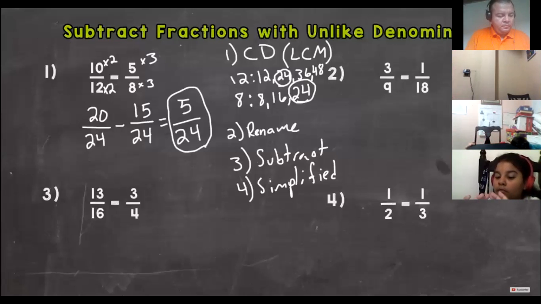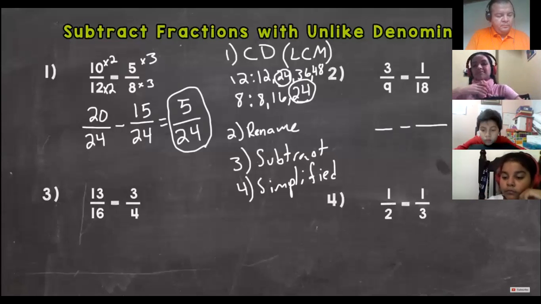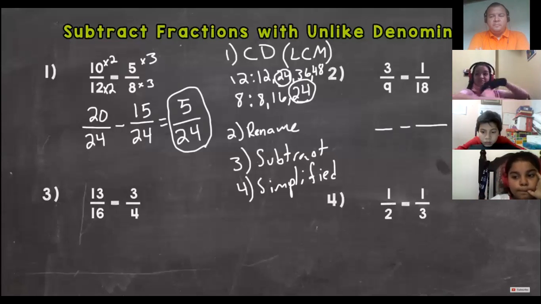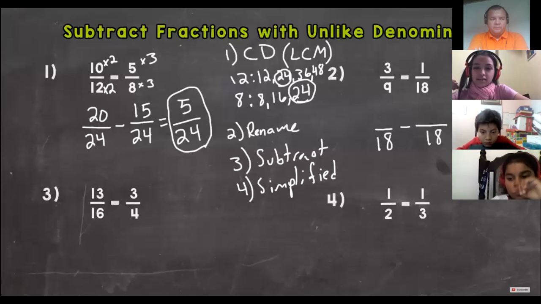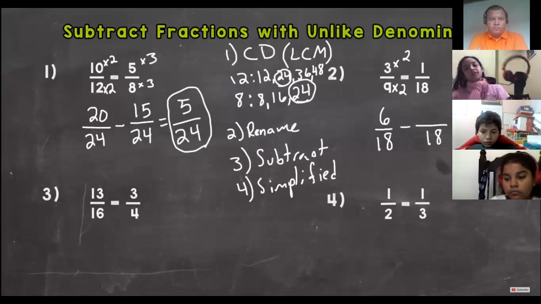Number 2, 3/9 minus 1/18. So if we were to write our lists out, or maybe we can recognize what the least common multiple is off the top of our head, whichever way you want to do it, you should get to 18. Let's rename here. 9 times 2 is 18, so we need to do that to the numerator. 3 times 2 is 6. Now our second fraction already has a denominator of 18, so we don't need to do anything to it. It's good to go. So just drop that 1.